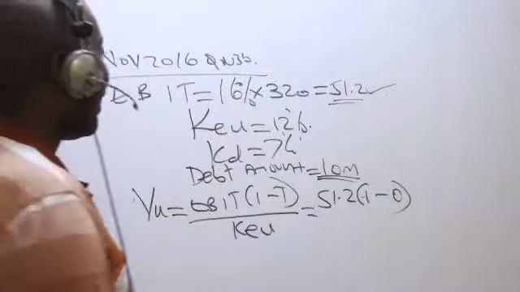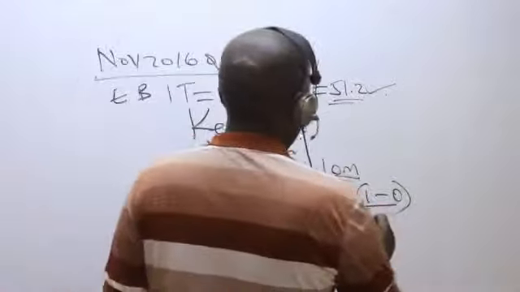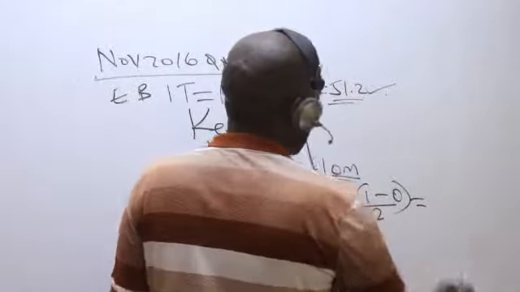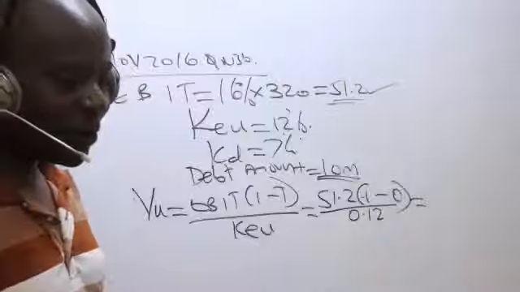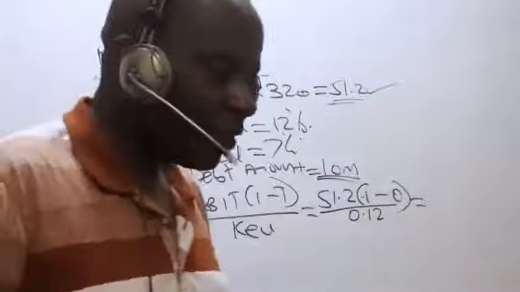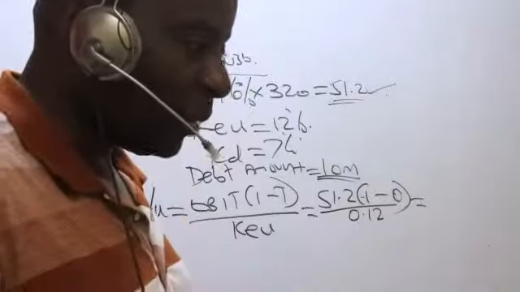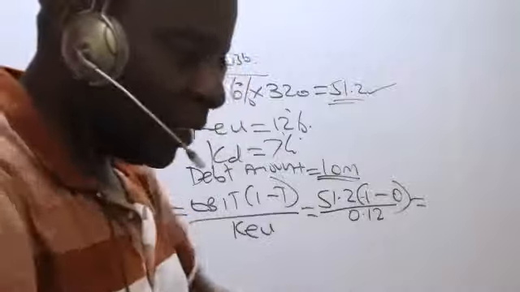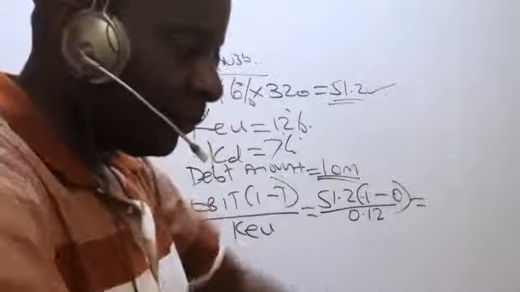Tax is 0. And have they given me KU? Yes, it's 0.12. So according to Duncan, 426. Hizo 6 ni mingi sana Duncan.